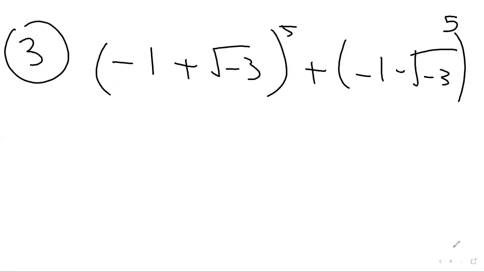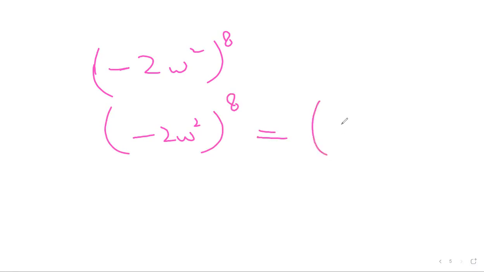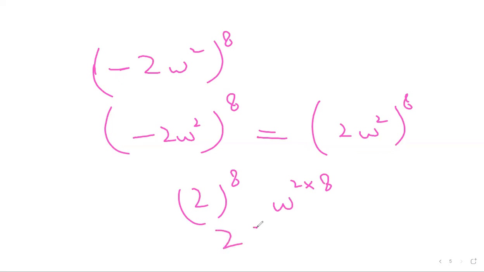For example, minus 2 omega square having power 8. This was the step. Minus 2 omega square will become positive 2 because the power is even. Now the 2 gets power 8 and omega square gets power 8. The final answer will be 2 having power 8, which is 256. Yes, I am right, 256. And 2 8s are 16.